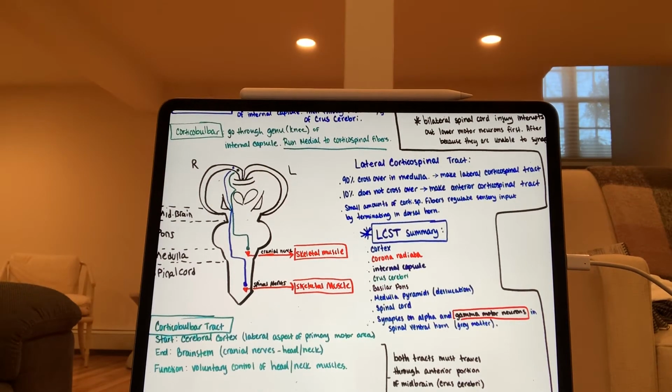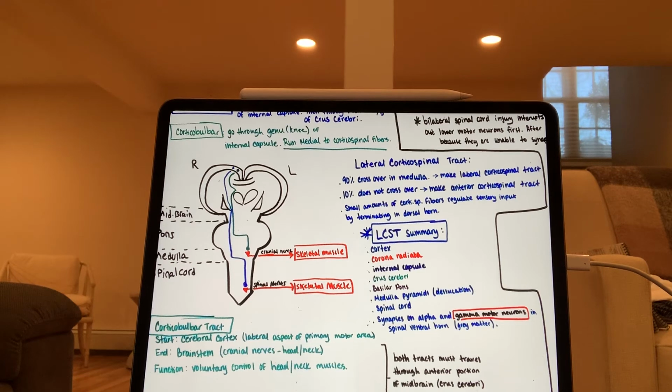There is a small amount of corticospinal fibers that regulate sensory input by terminating in the dorsal horn. So here we're saying that these are upper motor neurons that are going to synapse in the lateral and the anterior white matter of the spinal cord. And they're not supposed to be synapsing in the dorsal horn. That's for sensory signals.